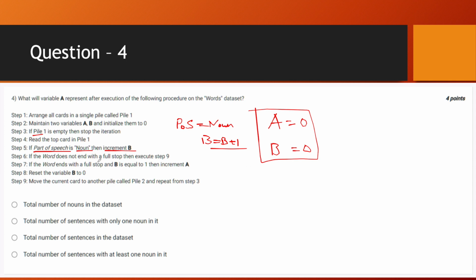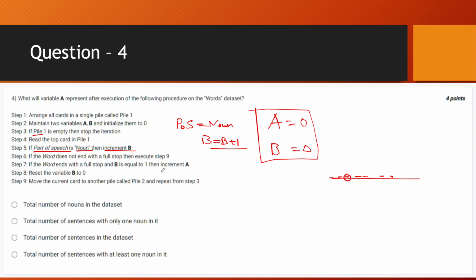So let's see what the following step states. The next step, step 6, states that if the word does not end with a full stop, then execute step 9. So that means, let's say you have a sentence with six words, and the last word ends with a full stop. Now you have found a noun, suppose on the third word in the sentence. So once you reach step 6, it will see that you have a word in the middle of the sentence which does not end with a full stop, obviously.